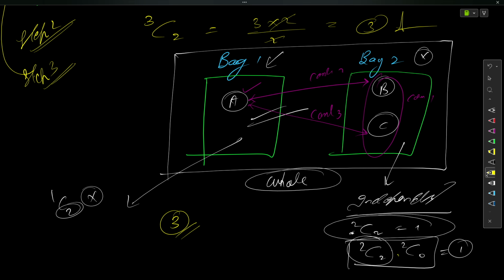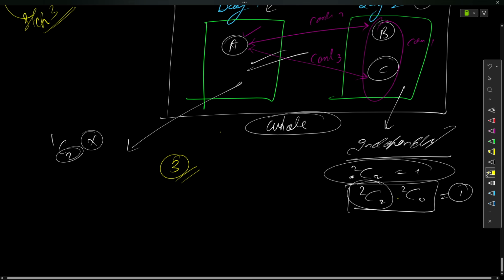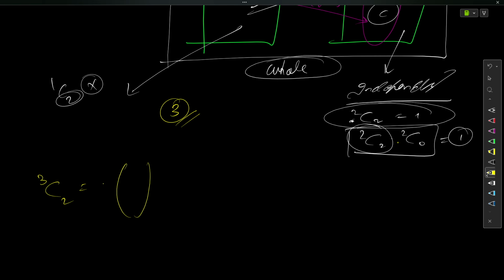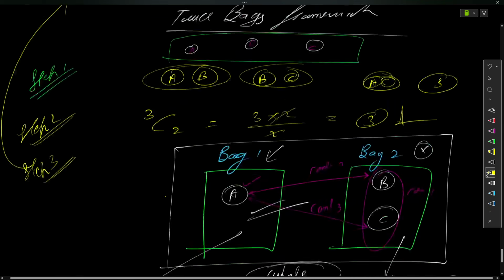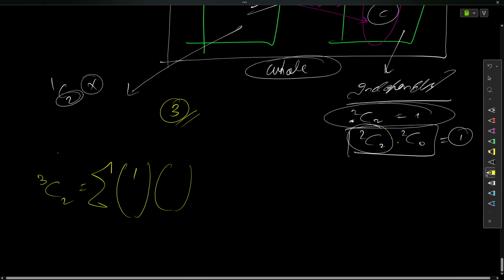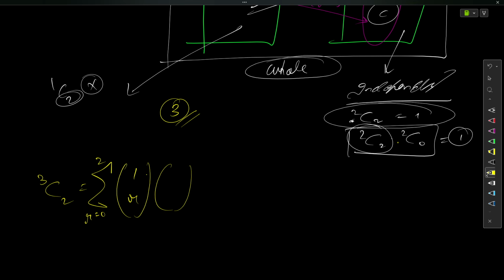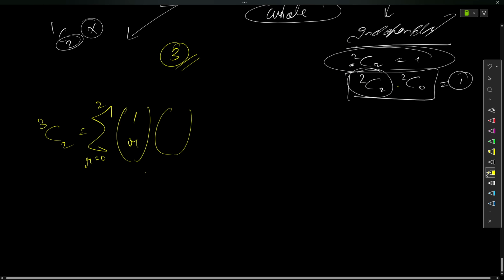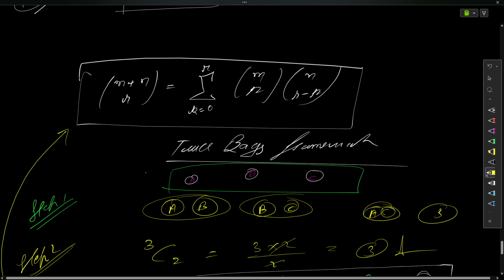This is what Vandermonde's identity is. So if we see it, it divided 3C2 as the summation over the choices from the first bag and the second bag. If we see the statement here, k runs from 0 to r, and r is the number of balls that we want to choose. The number of balls that I want to choose is 2. So on the upper side, we have m and k, and then r minus k will be n.